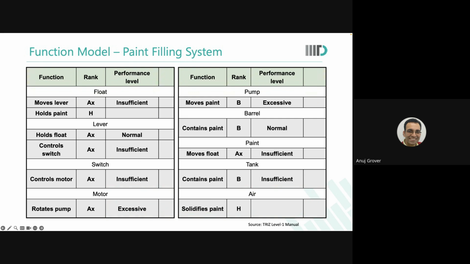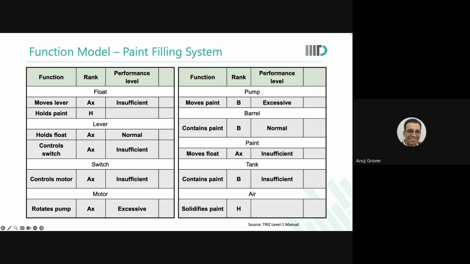Then switch controls the motor. Again, an auxiliary function over here, insufficiently. Motor rotates the pump. Auxiliary function, excessively. Now, do you realize why using the word excessive was also important? Are you able to see this? Then pump moves the paint, basic function, excessively.